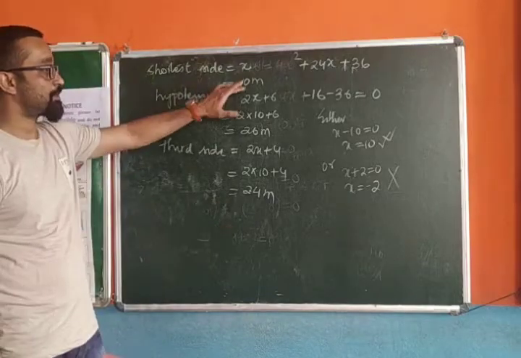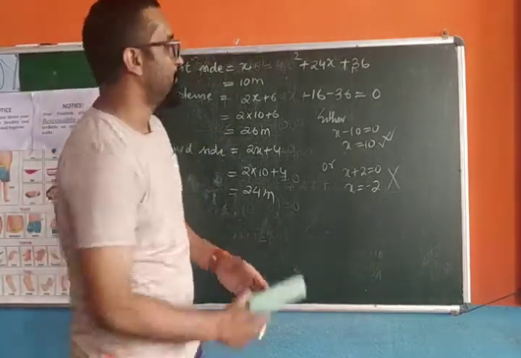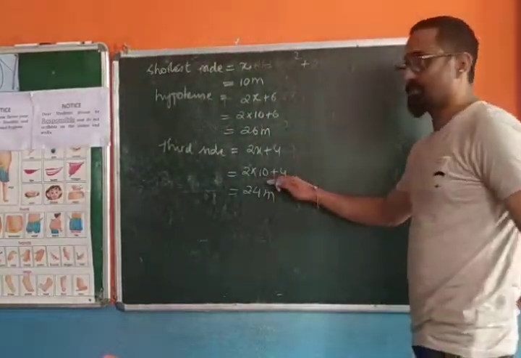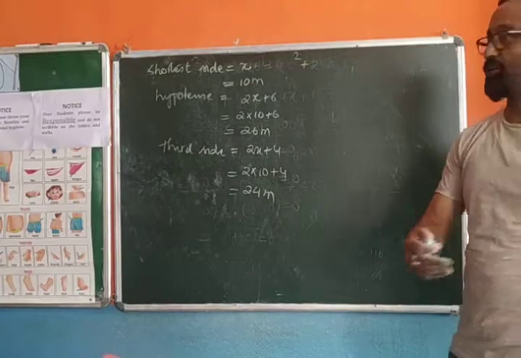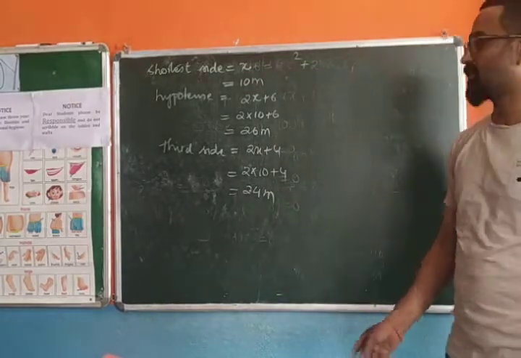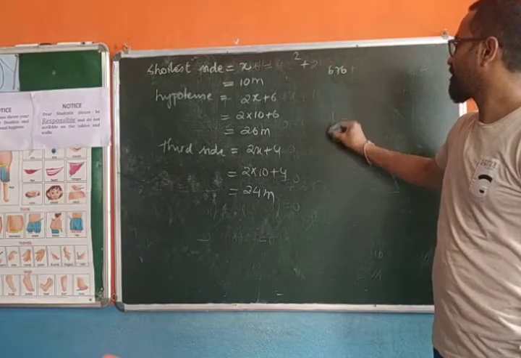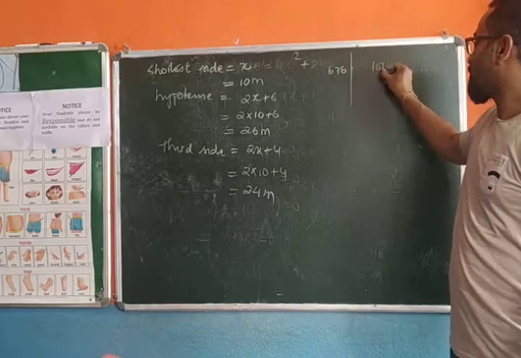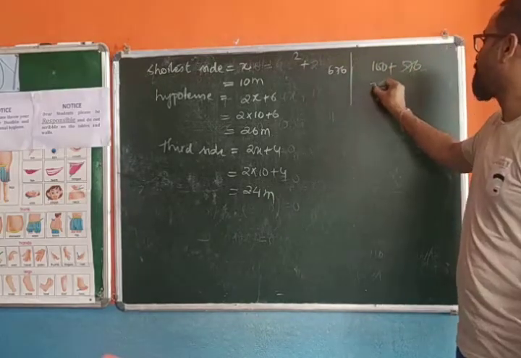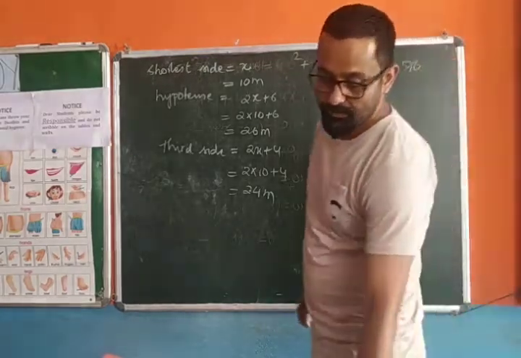Again, these numbers are Pythagorean triples. You can verify. If the square of the longest side, that is the hypotenuse, is equal to the sum of squares of the other sides, it means your answer is correct. 26 square is 676. 10 square is 100. 24 square is 576. Add it up, you get 676. Means your answer is correct.